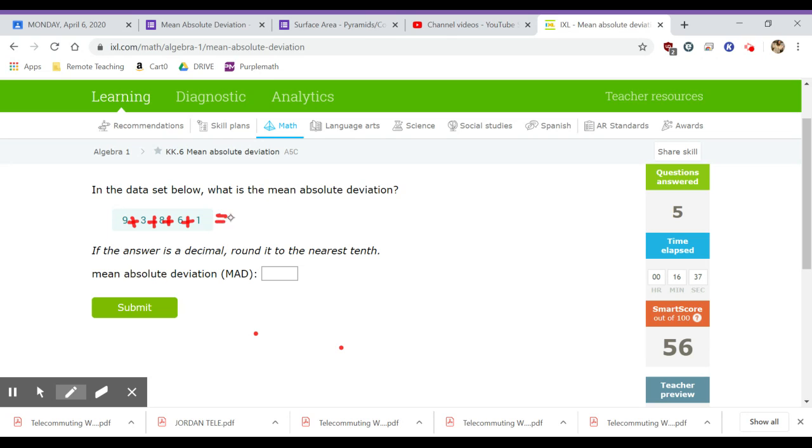That's going to give me 27. And I have 1, 2, 3, 4, 5. So I'm going to divide this by 5. And that's going to give me 5.4. So that means that my mean is 5.4.